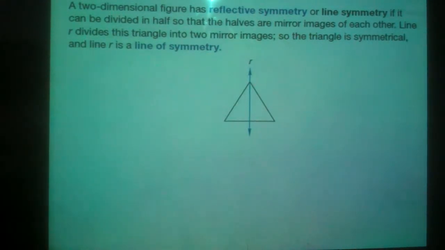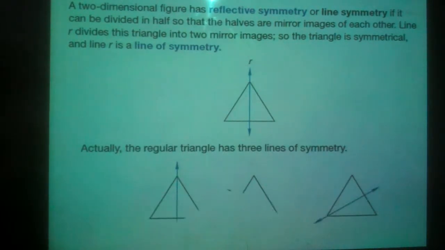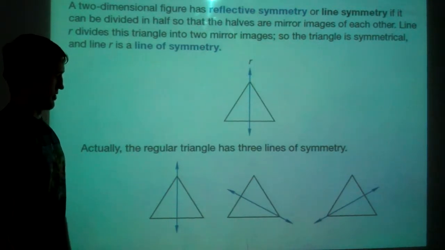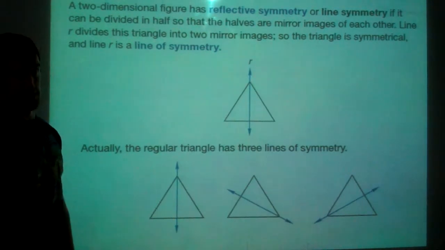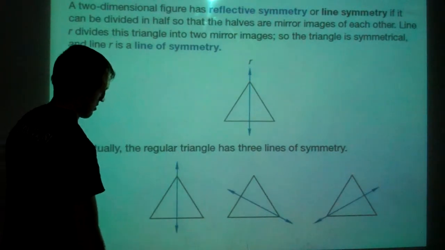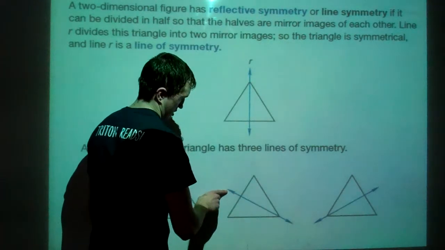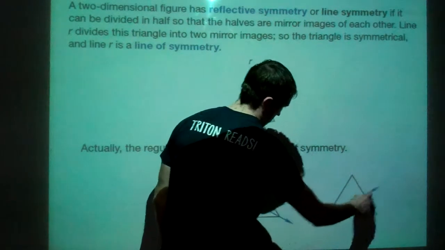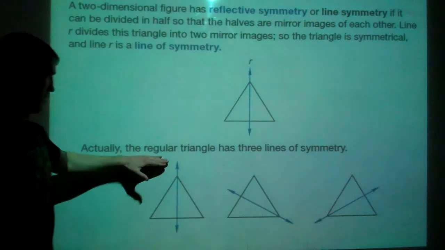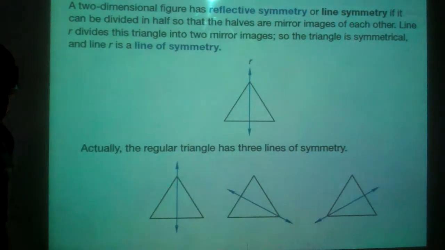And it is possible to have more than one line of symmetry. For instance, the regular triangle has three lines of symmetry, because in a regular triangle all the sides are the same and all the angles are the same. So we can split it in half here, here, and here, and all of those would be lines of symmetry. So the regular triangle has three lines of symmetry.